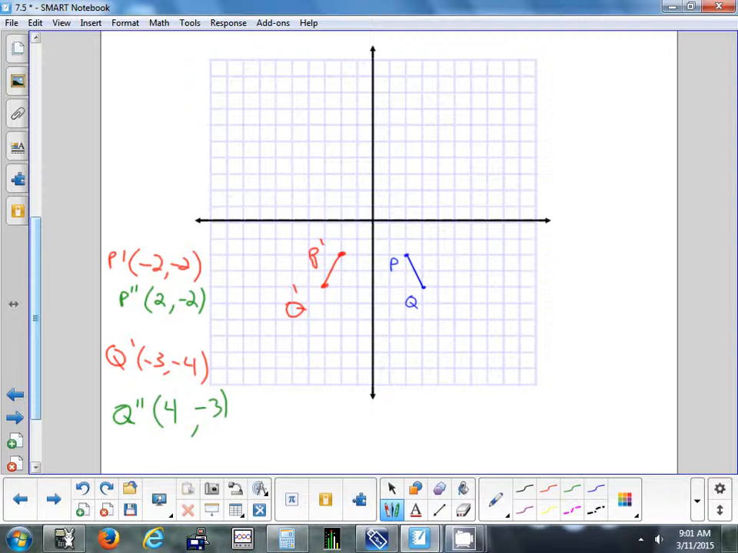So let's see, P double prime is right 2, down 2. Right 2, down 2. And Q double prime is right 4, down 3. Right 4, down 3. It's kind of ended up back where it started a little bit, but not exactly, okay, because it rotated.